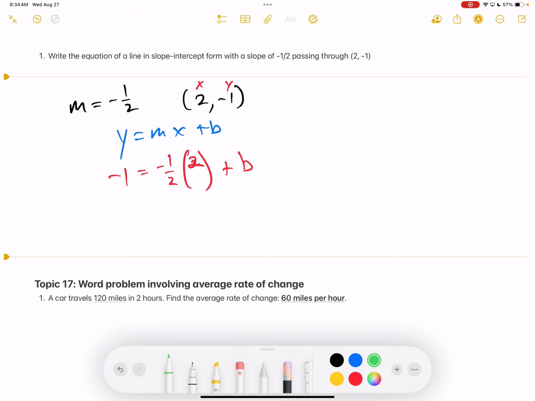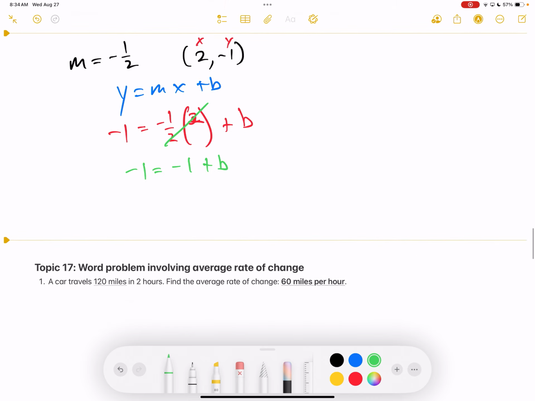So when you go to do this, these actually cancel out on this one, so I picked an easy one to do. But -1 plus b, I might do another one in a second. I'll make one up. To solve for b, we add 1 to both sides. Oh, I actually got b equals 0, which is fine. This is still the equation y equals -1/2 x plus 0.